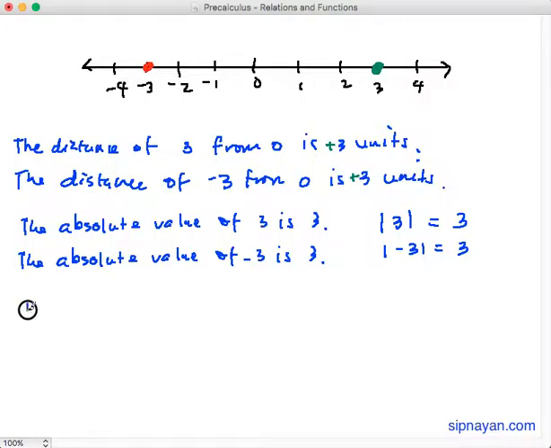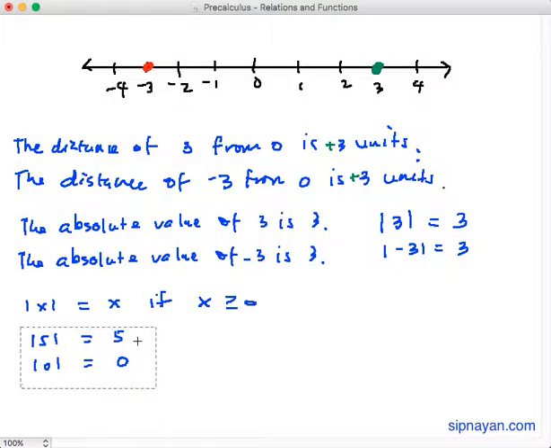Yung absolute value of x is equal to x if x is greater than or equal to 0. Wala kang babaguhin dun sa number. For example, absolute value of 5. May binago ba tayo sa number? Wala, 5. Absolute value of 0, 0. Meron tayong binabago pag negative kasi ginagawa natin siyang positive.